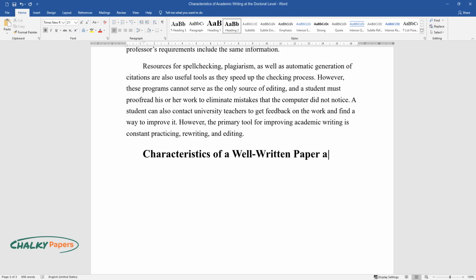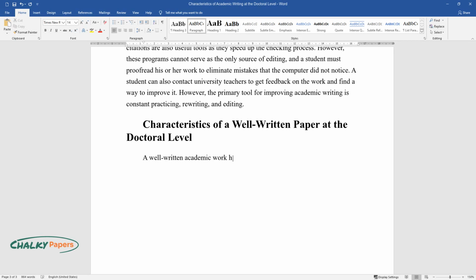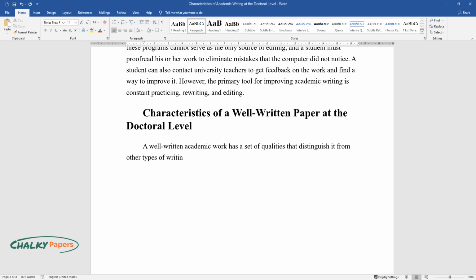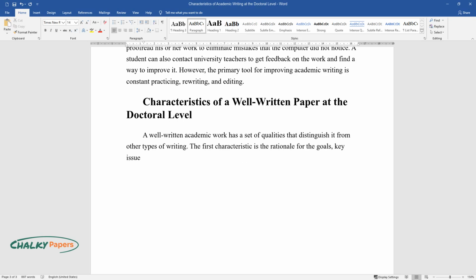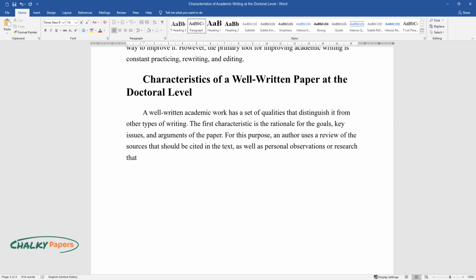Characteristics of a well-written paper at the doctoral level. A well-written academic work has a set of qualities that distinguish it from other types of writing. The first characteristic is the rationale for the goals, key issues, and arguments of the paper. For this purpose, an author uses a review of the sources that should be cited in the text, as well as personal observations or research that confirm his or her statements and hypothesis.